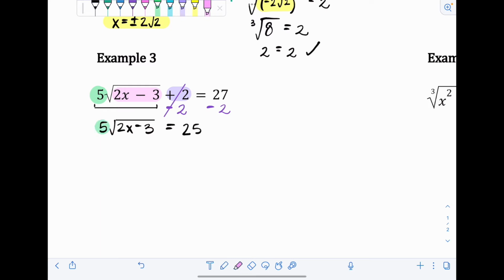And then I still have that 5 that's being multiplied by the radical, so I can undo multiplication with division. So divide both sides by 5. 5 divided by 5 cancels out, and it leaves me with just the radical, the square root of 2x minus 3. And then 25 divided by 5 is 5. So now the radical is isolated.